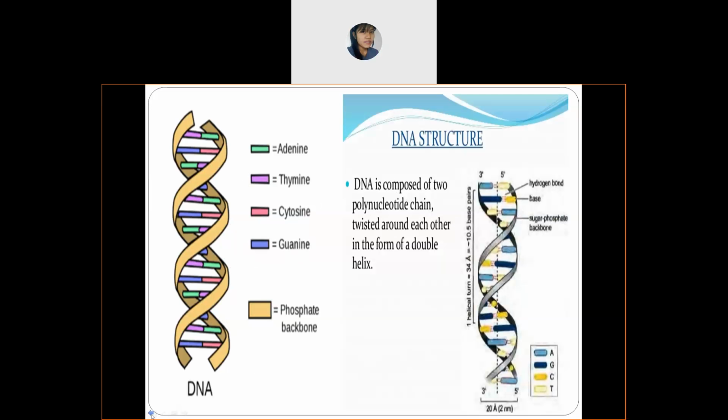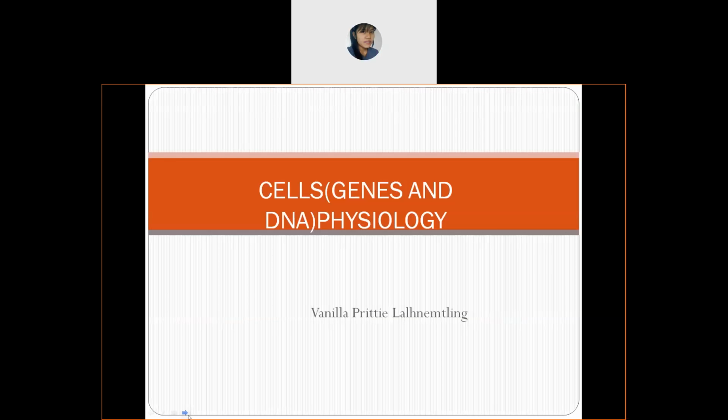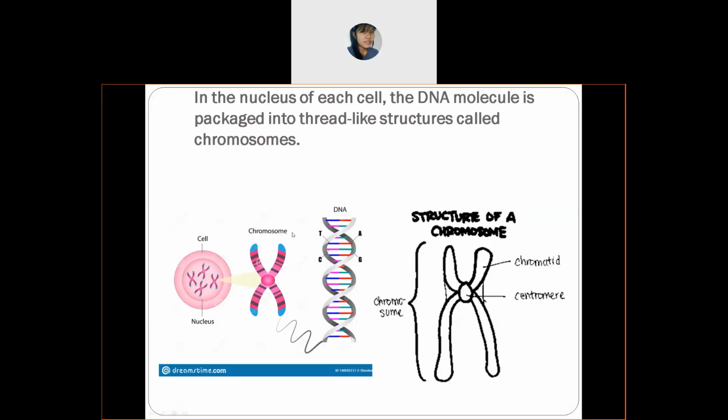DNA, from where you are getting? From the chromosomes only. From the chromosomes only you are getting the DNA. So this is the structure of DNA. They are double helix. They are twisted. They are not straight. They are twisted.